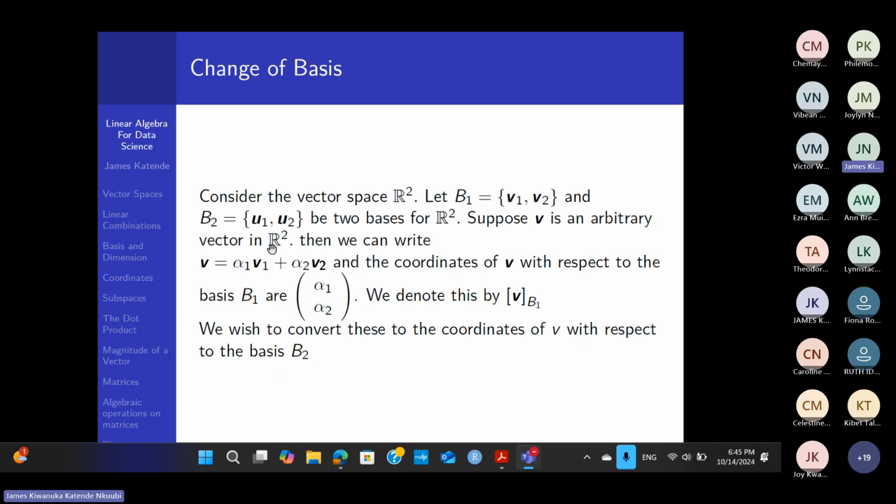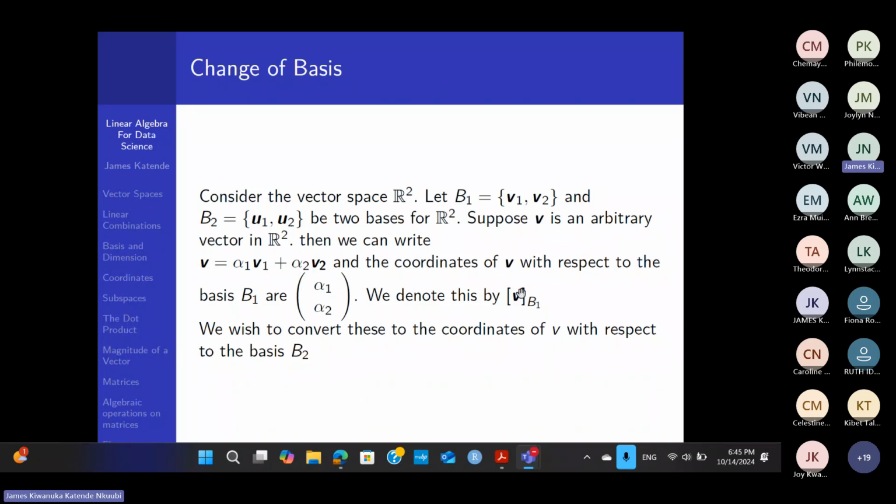So if you pick any other vector from R2, since B1 is a basis, it's possible to write any vector as a linear combination of the basis vectors. So we pick B1 first and write this vector V from R2 as a linear combination of our first basis vectors. And again, we define the coordinates as these coefficients. So the coordinates of V with respect to this basis are these coefficients, alpha 1 and alpha 2.